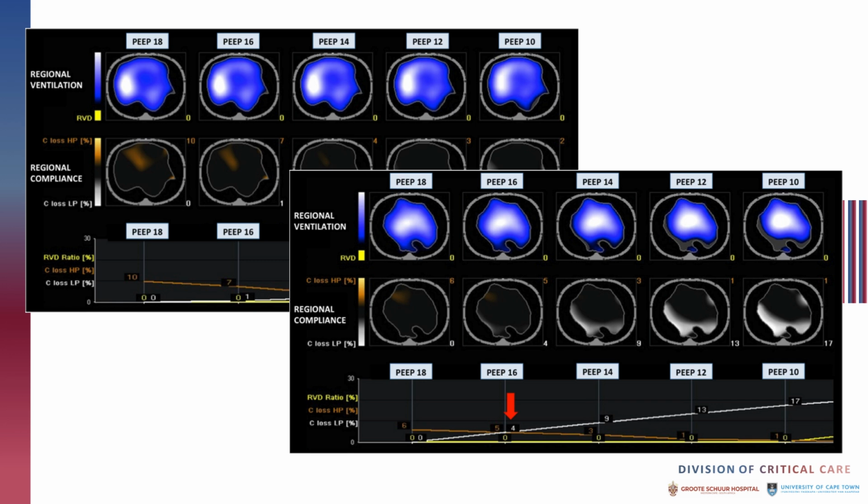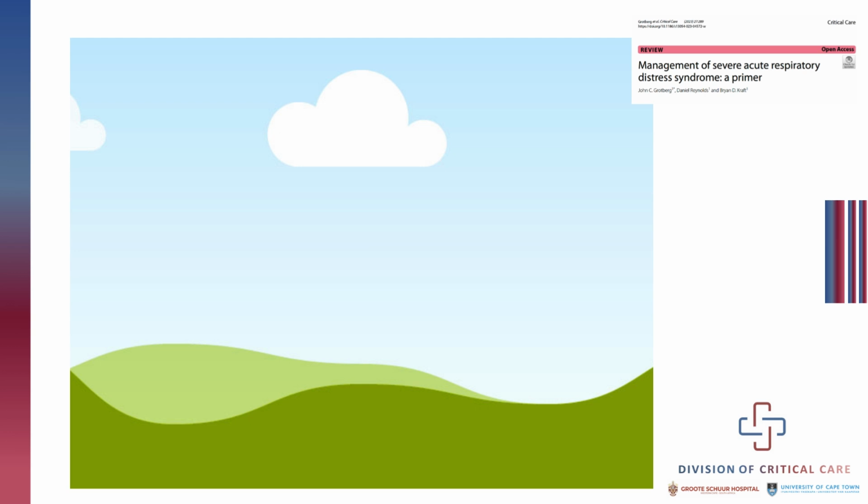Just to say that we know high PEEPs can be harmful to the lung in more ways than one. It causes hemodynamic disturbances because of the increased intrathoracic pressure and decrease in your venous return, etc. But overdistension is a big problem when it comes to lung injury. And that's where the mechanical power equation comes back into play, because high PEEPs can cause lung injury by causing overdistension.